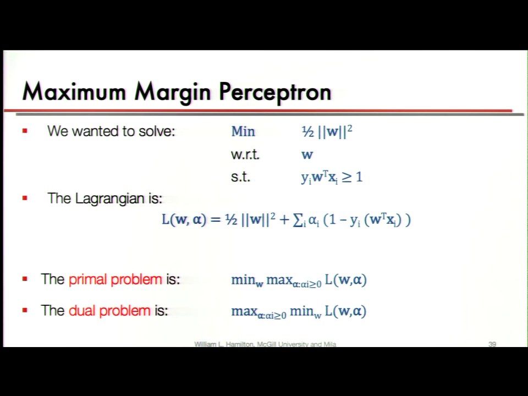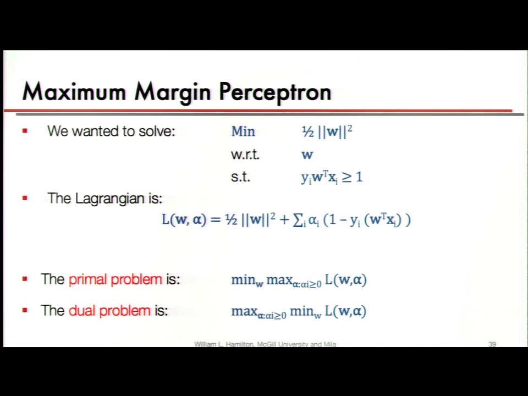So again, the thing we're trying to solve at the end of the day is that we want to minimize this f. So f in our case is the square of the norm of our weight vector. That's what we're trying to minimize. We're trying to do that with respect to our parameters w, and we're trying to satisfy all these constraints.